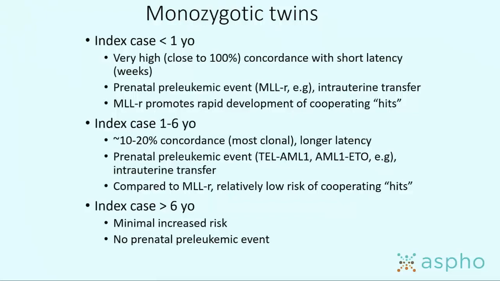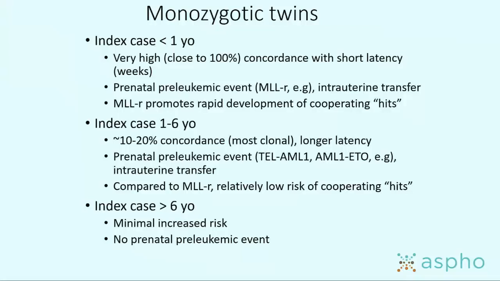And what this tells us is that there's a prenatal pre-leukemic event, like MLL rearrangement, for example, and that there's then intrauterine transfer of that pre-leukemic cell or leukemic cell between the twins. And so these are almost always, again, MLL rearranged leukemias, KMT2A rearranged leukemias.